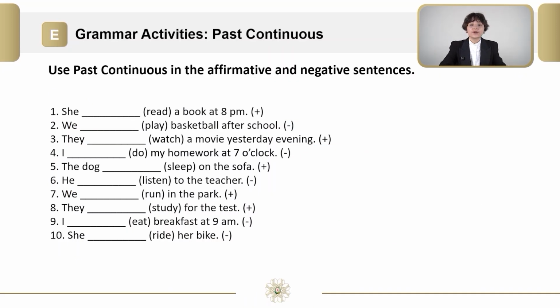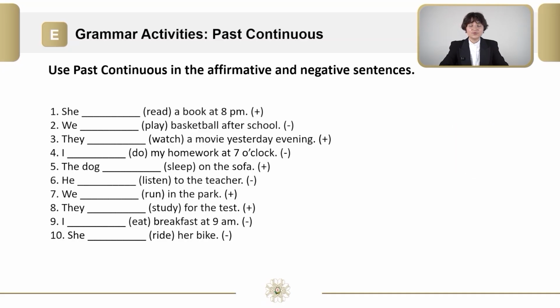Now it is time to do a grammar activity to check how well you understood the past continuous. Use the past continuous in affirmative and negative sentences. If you see plus, it means we need to make an affirmative sentence. If you see minus, it means that we need to make a negative sentence. Now stop the video and do the activity.